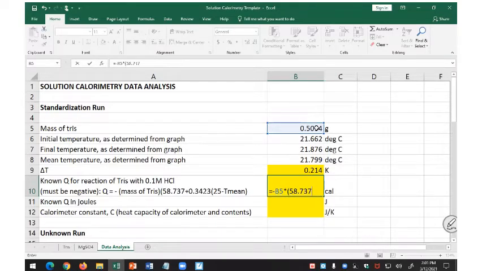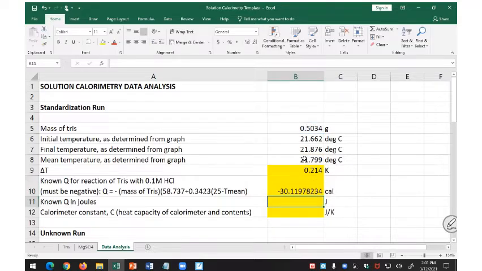58.737 calories plus 0.3423. So this second part right here is basically a correction when the temperature is not at 25 degrees Celsius. So times 0.3423 times parenthesis 25 minus the mean temperature. Close parenthesis and then close parenthesis one more time, and that gives you calories. So what would that be in joules? How do you convert calories to joules?